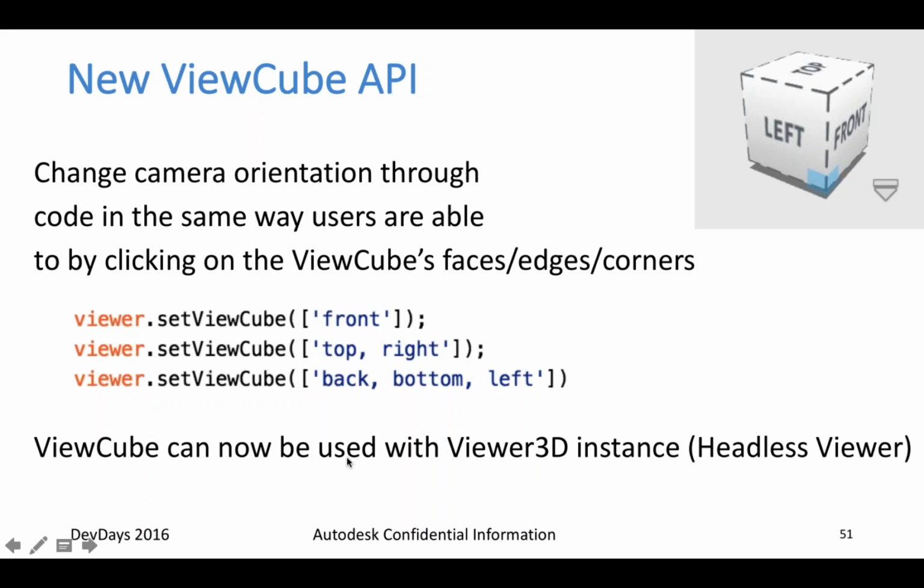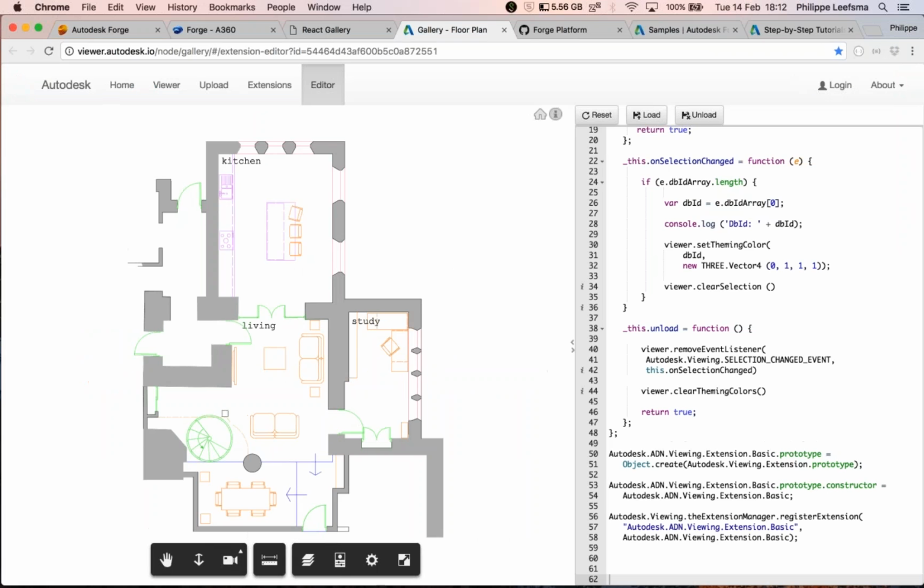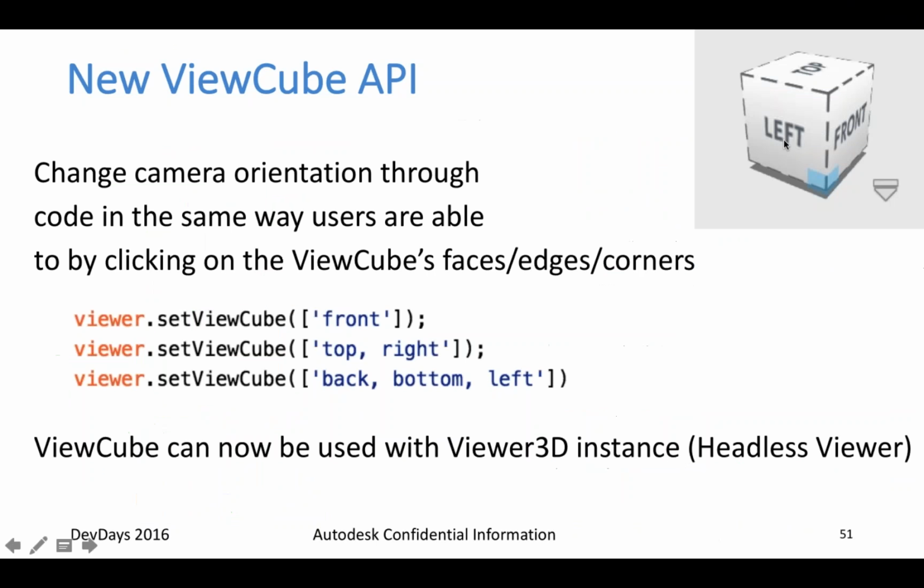And also the view cube can be used with the Viewer 3D instance, what we call the headless viewer. So this is the viewer coming without any commands, without the default Autodesk commands like the default controls that you can see, for example, here in the toolbar. So if you want your application to look very, very custom, you can just use the headless viewer. It means that you don't get all the features implemented by Autodesk, but you still can use the view cube, which is pretty handy for navigation.